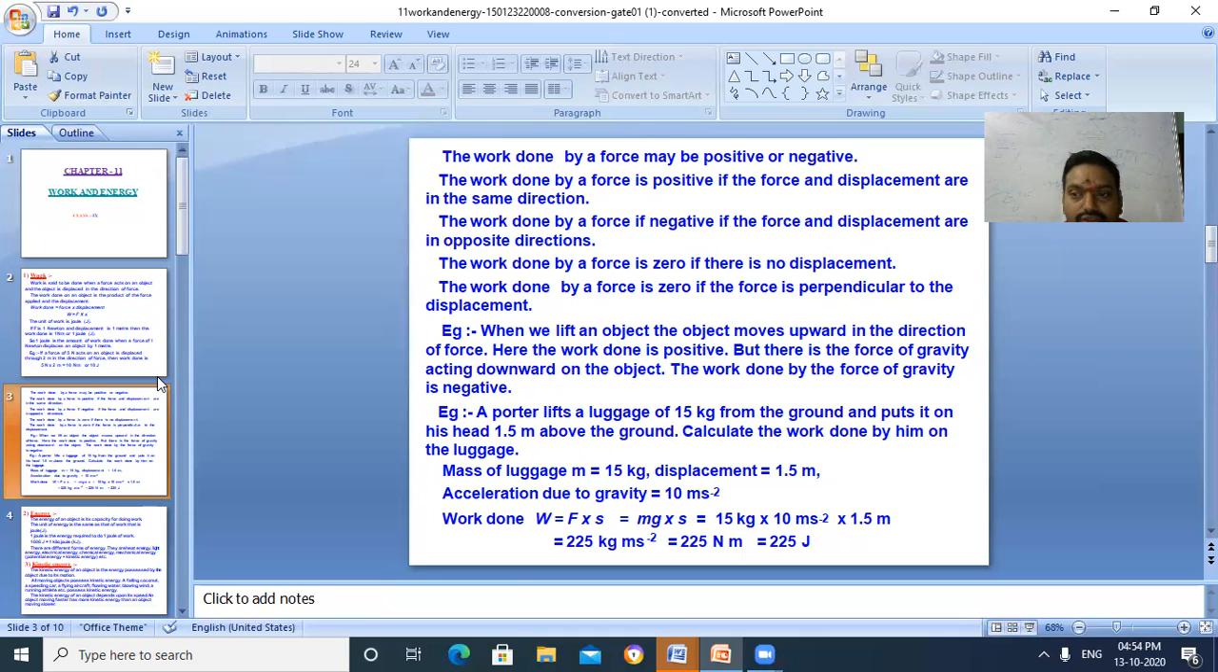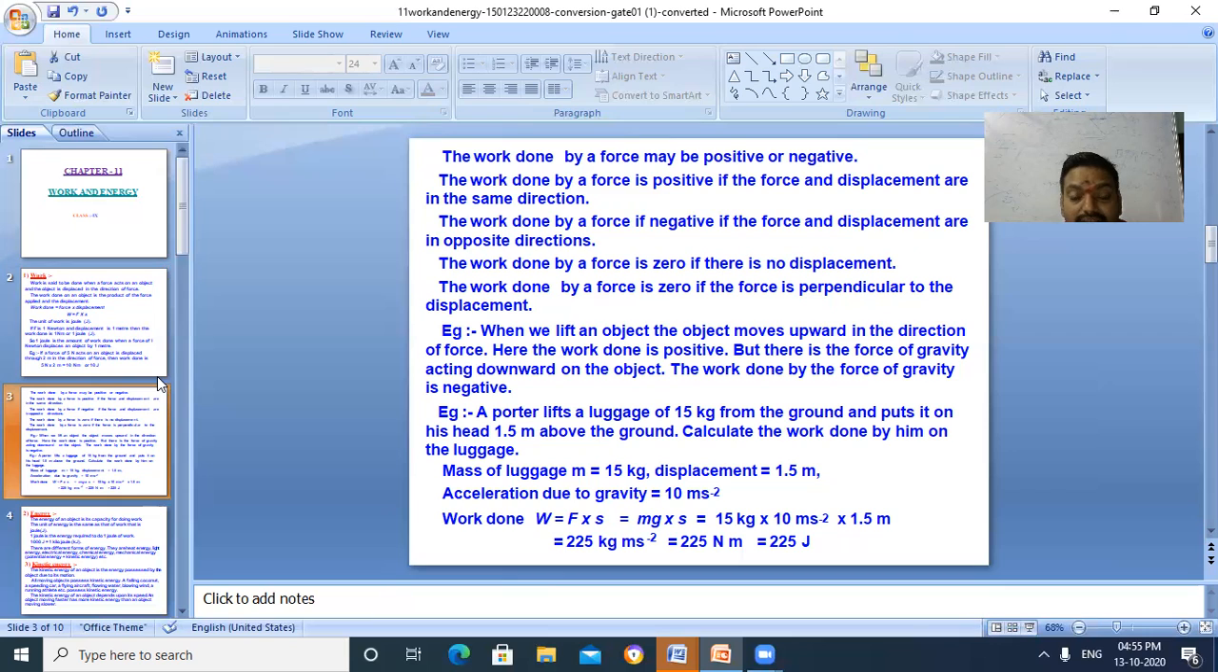Now, just now we talked about the work done on an object when it gets displaced in the perpendicular direction. The angle between the two vectors will be 90 degrees, and accordingly the work done will be 0, because cos 90 becomes 0.